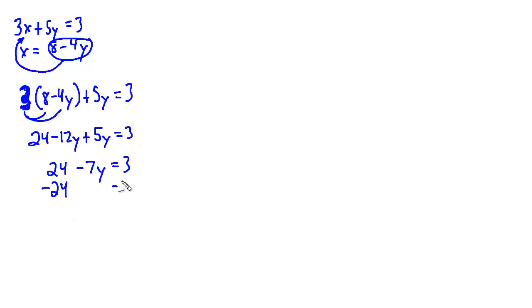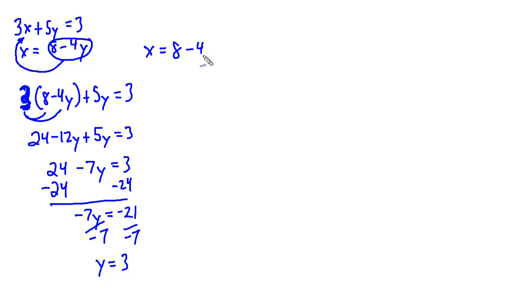Using the inverse operations, we're going to subtract 24 from both sides. Negative 7y is equal to negative 21. Dividing both sides by negative 7, y is equal to 3. Now this is only one part of our 2-part answer because we have to actually figure out what the x-coordinate is. So we're going to take that y equals 3 and plug it back into the second equation, 8 minus 4 times y, which is now going to be multiplied by 3. So x is equal to 8 minus 12, and x therefore is negative 4. So our answer for this problem, number 13, is negative 4, 3.